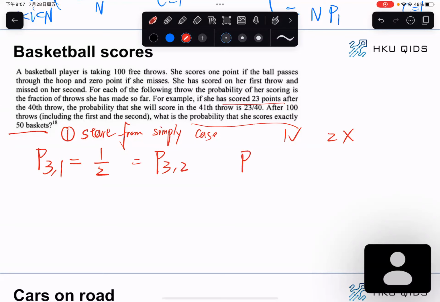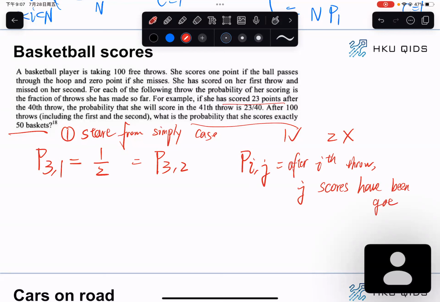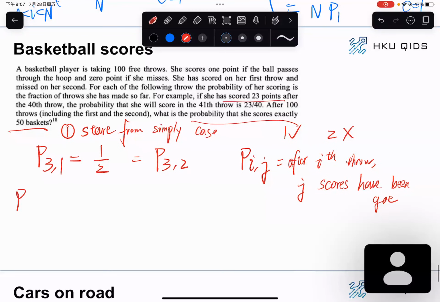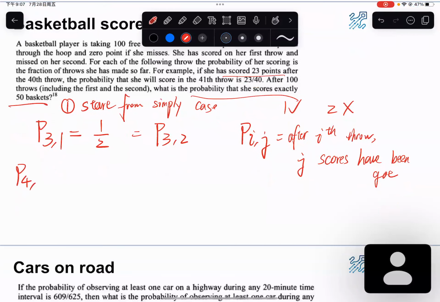What does this mean? So Pij means that after the ith throw, j scores have been got. Okay. And now let's see the probability of, let's say, P4/1.